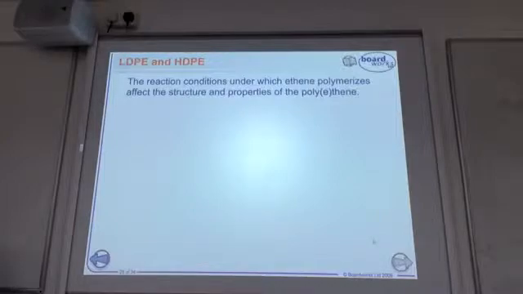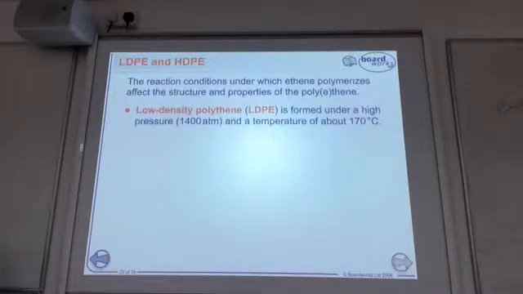This, however, is quite interesting. There are two different types of polythene. There is what we would call low density polythene, or polyethene. Do the conditions matter? Maybe a little bit. But low density polythene is formed under very high pressure, as you can see, at a reasonably high temperature, 170 degrees.